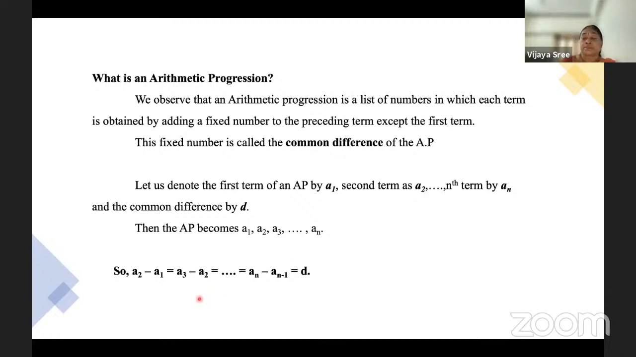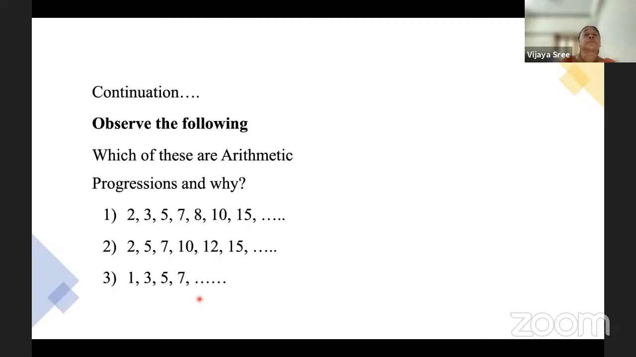Next, observe the following. Which of these are arithmetic progressions and why? These are the given lists of numbers. So here, 2, 3, 5, 7, 8, 10, 15 and so on. Here in these, this is 2 and 3, this is the preceding term. This is a1, a2, a3, a4, a5, a6, a7.